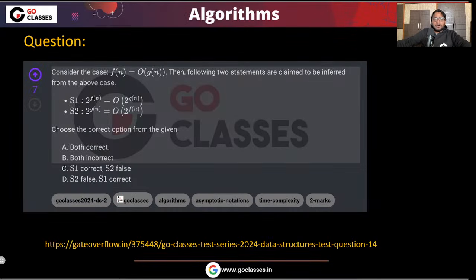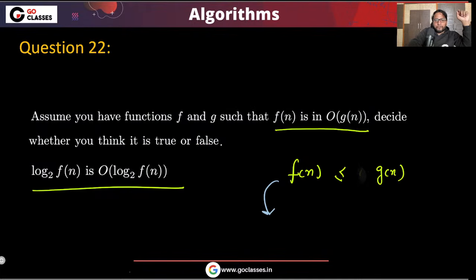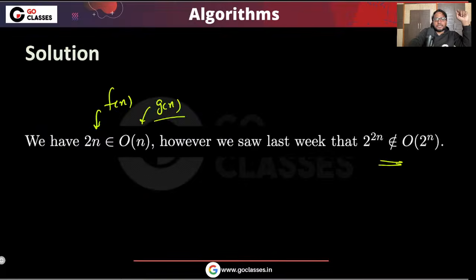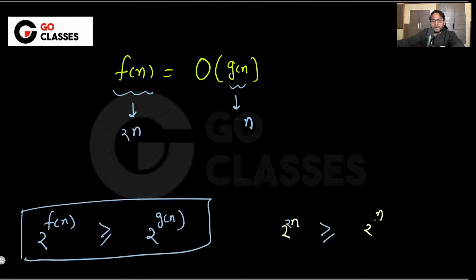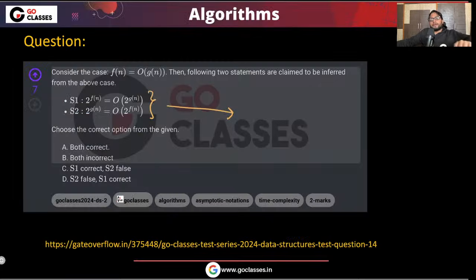Now let's just see more questions. Let's just see this. Consider the case where fn is order of gn. Now tell me, of s1 and s2, which one is true? Can you comment anything about their relation if they're in 2 power? We have seen multiple cases where sometimes it is greater or lesser or whatever you want to say. Sometimes equal. So basically we can't comment, right? So what is the answer here?